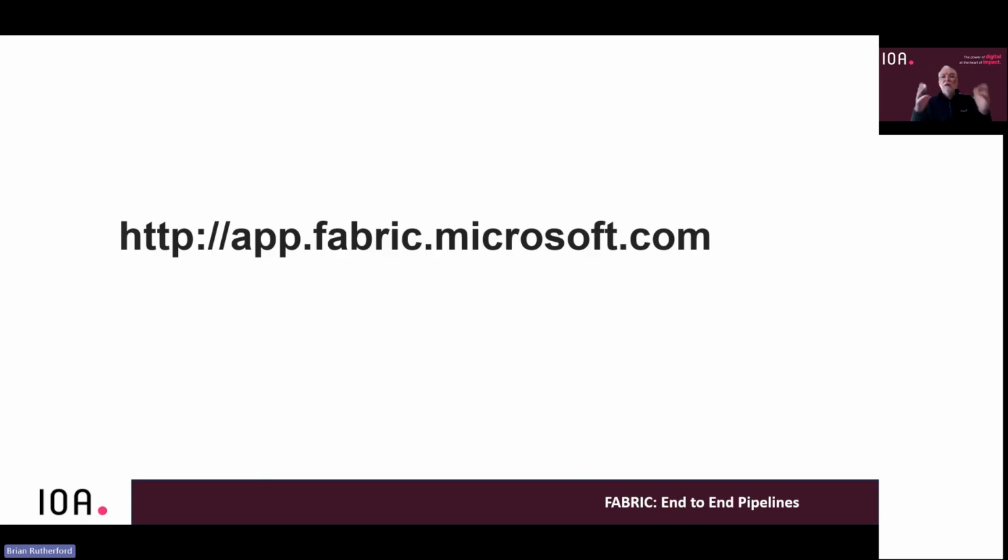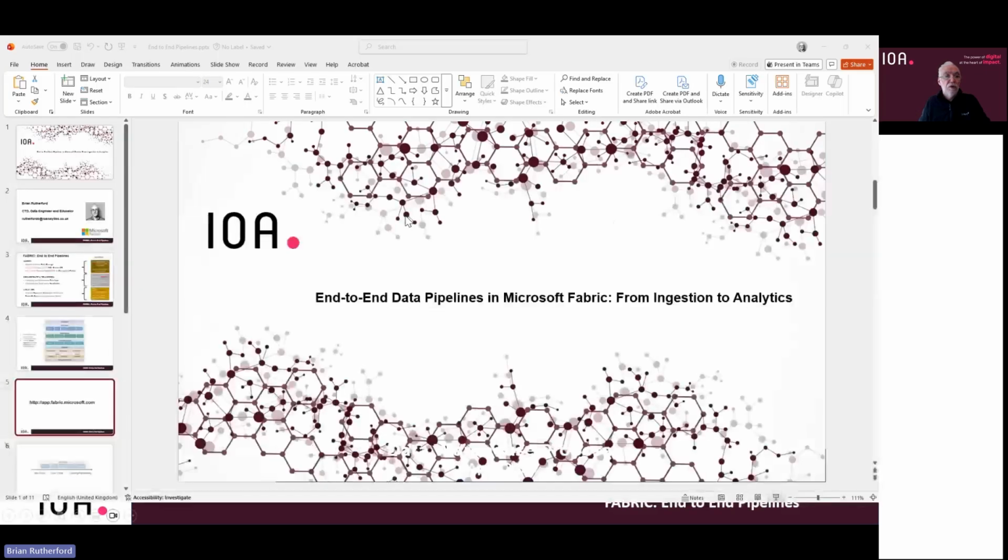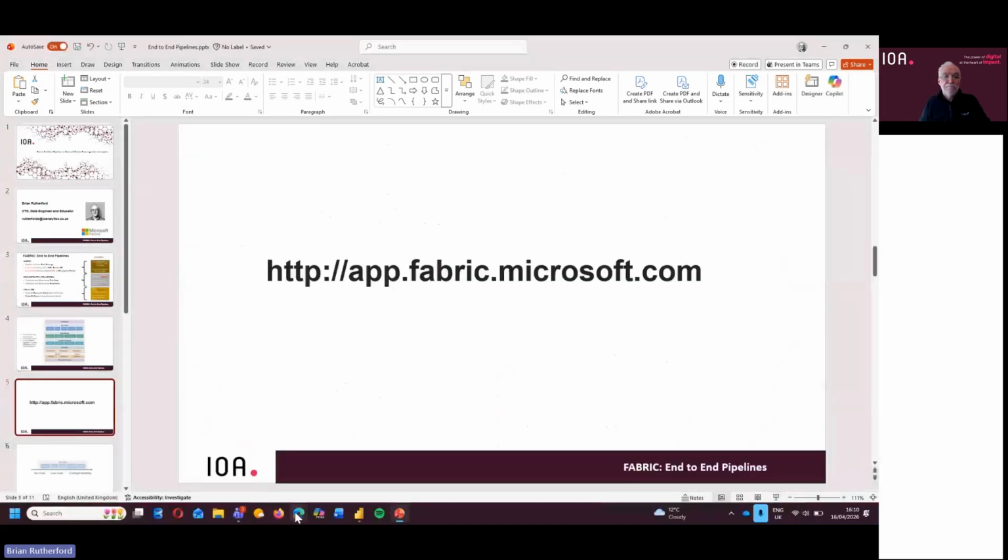Okay, how do we get access to Fabric? Well, we go to app.fabric.microsoft.com. That's what I'm going to do right now. So I'm going to come out of this PowerPoint because I'm going to refer to a couple of things I'm going to come back to in another screen. Give me a second here.